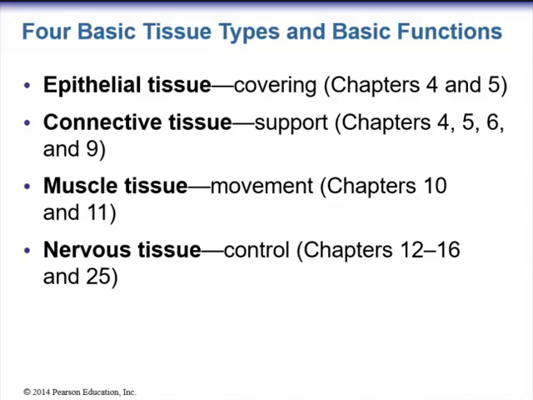The next type of tissue is muscle tissue, and we know that muscle tissue is mainly responsible for movement. We talk about muscle tissue in chapters 10 and 11. And the last type of tissue is nervous tissue, which is responsible for control. So it controls everything about our bodies. Nervous tissue we'll talk about in chapters 12 through 16, as well as chapter 25.